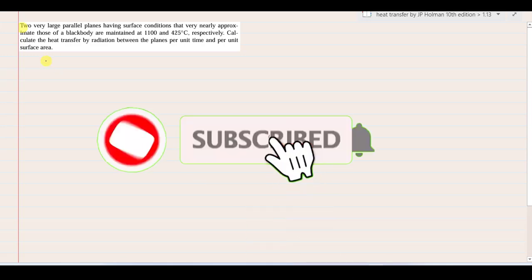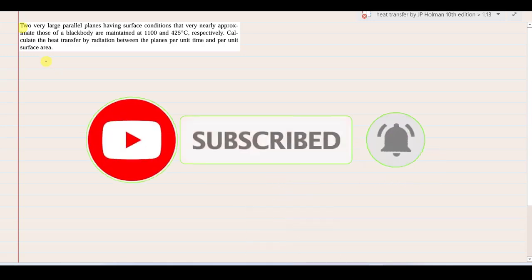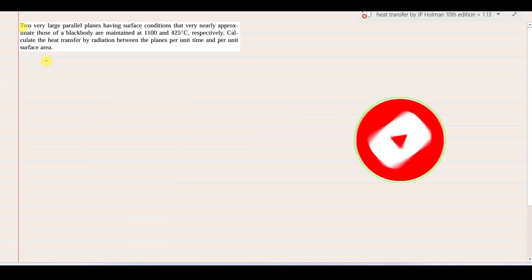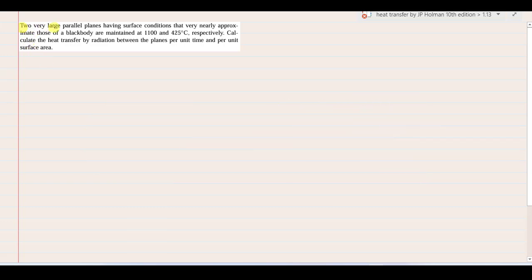Hi viewers, in this video we will solve problem 1.13 from the book Heat Transfer by J.P. Holman, 10th edition. Two very large parallel planes having surface conditions that nearly approximate those of a black body are maintained at 1100 and 425 centigrade respectively. Calculate the heat transfer by radiation between the planes per unit time and per unit surface area.